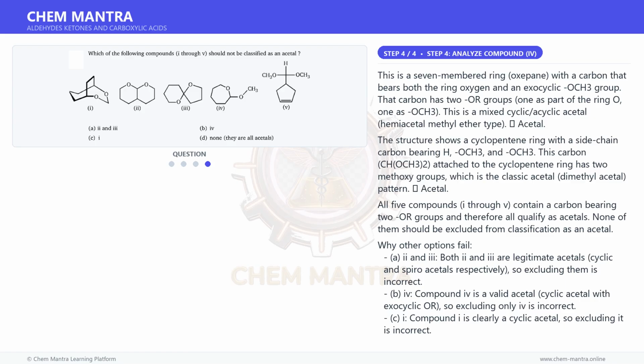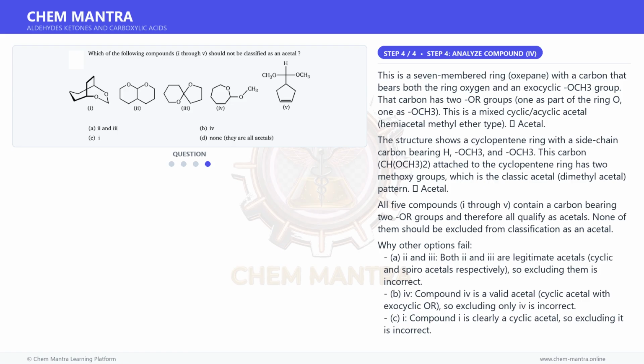Acetal. The structure shows a cyclopentene ring with a side chain carbon bearing H, OCH3, and OCH3. This carbon, CH(OCH3)2, attached to the cyclopentene ring has two methoxy groups, which is the classic dimethyl acetal pattern. Acetal. All 5 compounds, I through V, contain a carbon bearing two OR groups and therefore all qualify as acetals. None of them should be excluded from classification as an acetal.